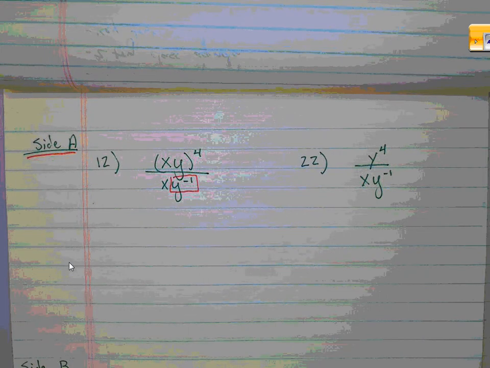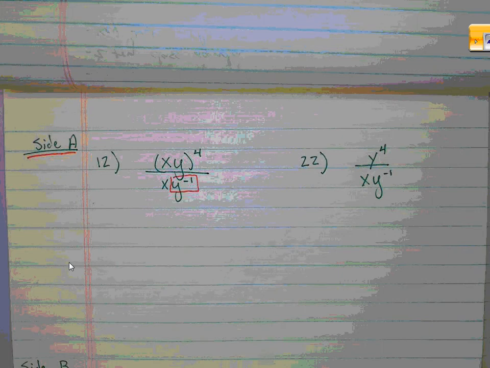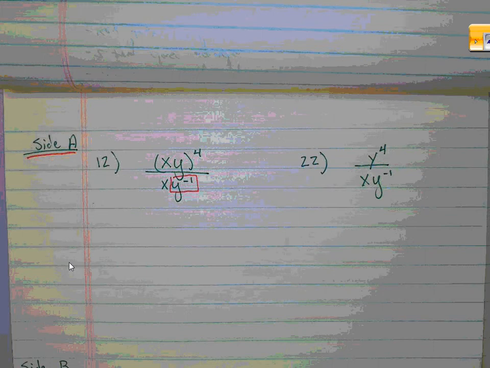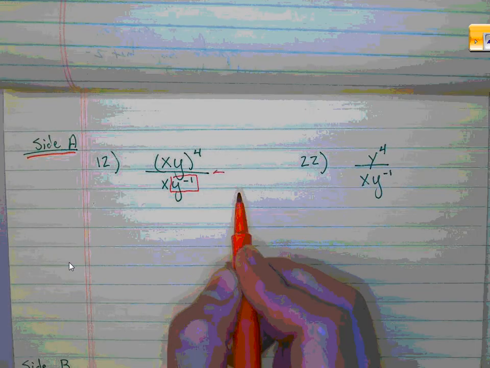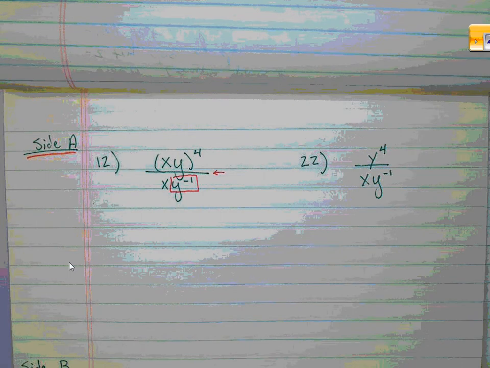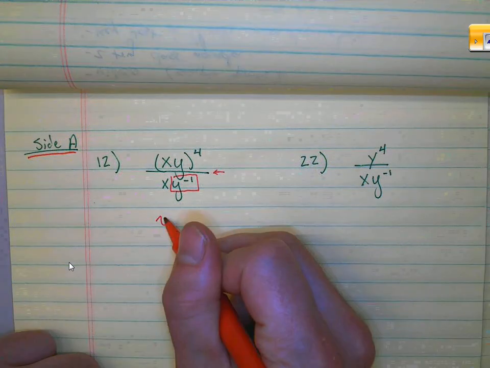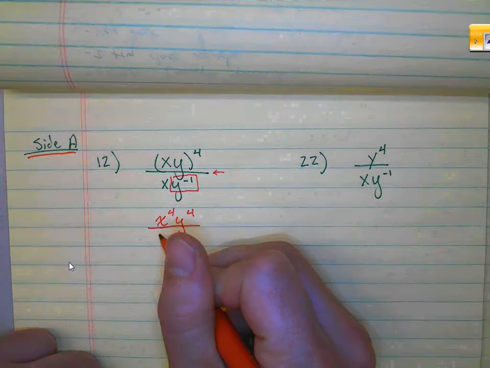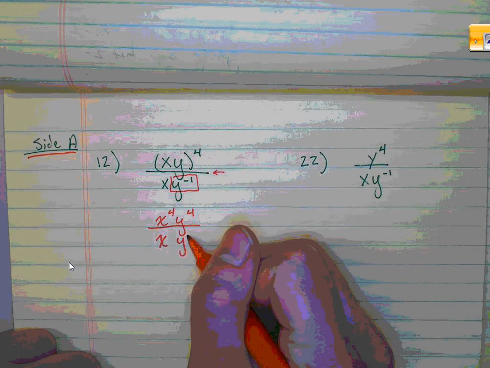So I'm actually going to start with the numerator, and the reason I'm going to do that is because there are parentheses there saying I need to do that exponent property first before I can work towards dividing, which is what this fraction bar tells you to do. So the numerator is going to really quickly simplify to x to the 4th, y to the 4th, over a denominator of x times y to the negative 1.